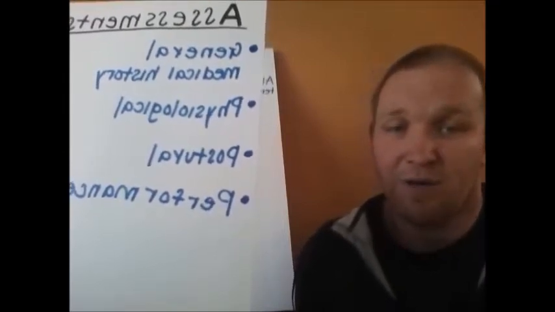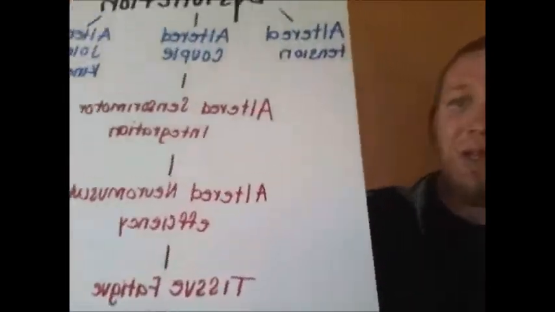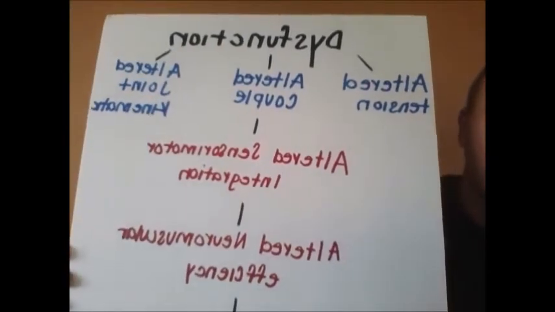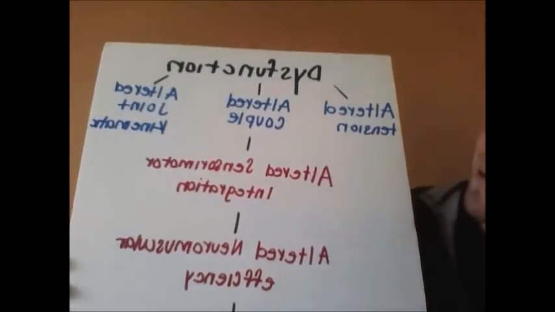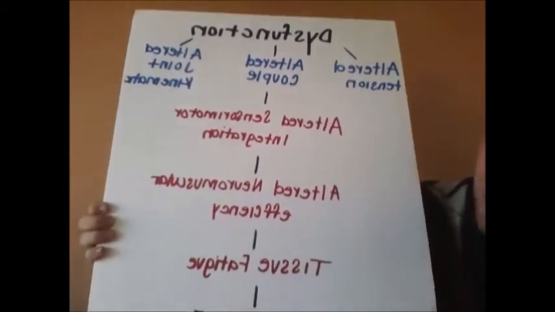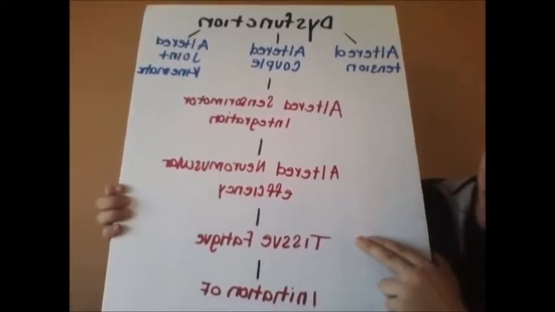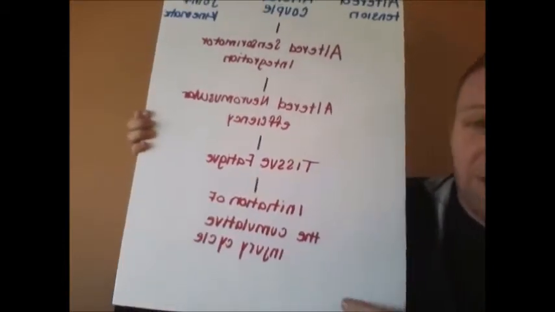fix these components. Okay, if not doing so, you can definitely screw up the athlete. We could have altered tension, altered coupling, and altered joint kinematics. This can all lead to these issues that we see right down here: altered sensory integration, altered neuromuscular efficiency, tissue fatigue, and then further perpetuate within the injury cycle.